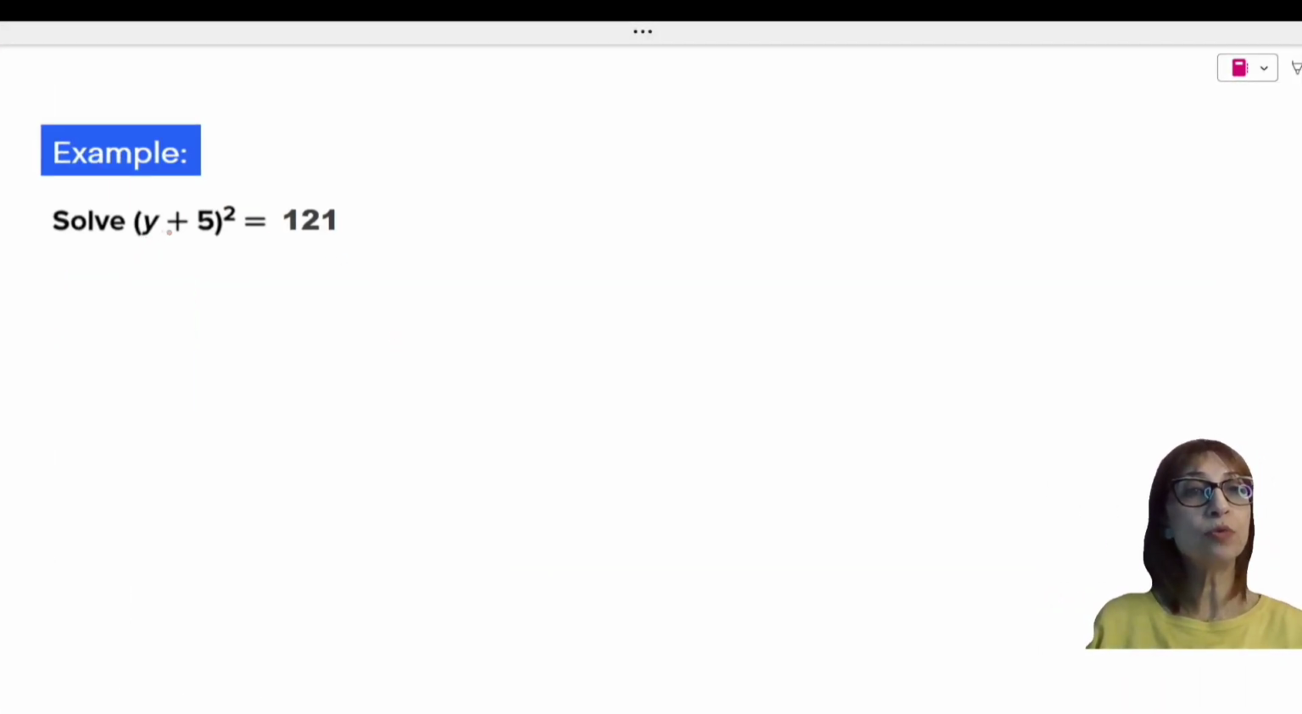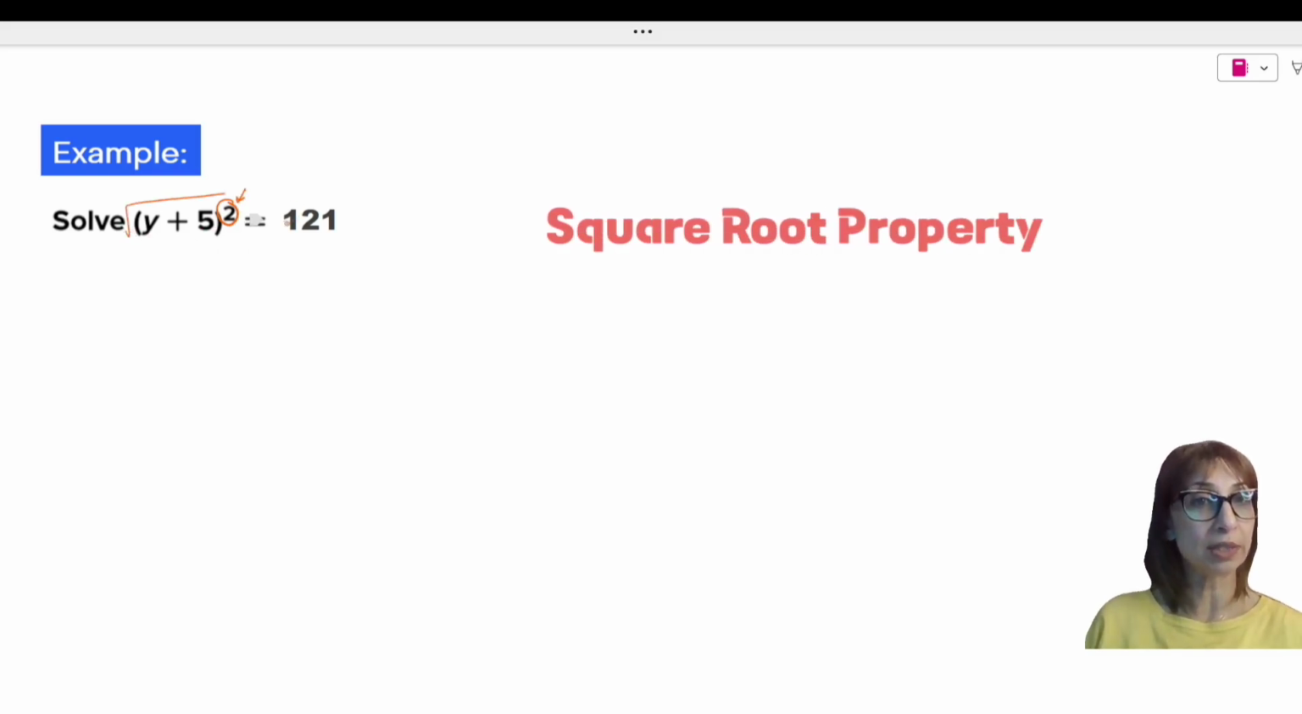Example: solve (y + 5)^2 = 121. As we see, we have a power of 2 on the left-hand side. To get rid of this power of 2, we have to take the square root of both sides. We take the square root of the left-hand side and the square root of the right-hand side. The square root will remove the power of 2 on the left-hand side, leaving y + 5.